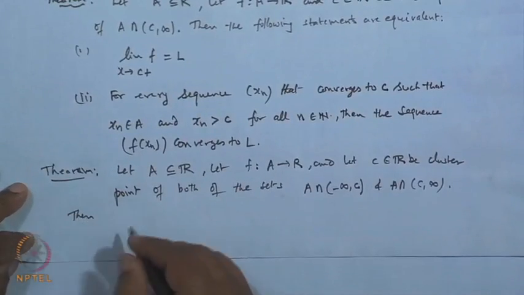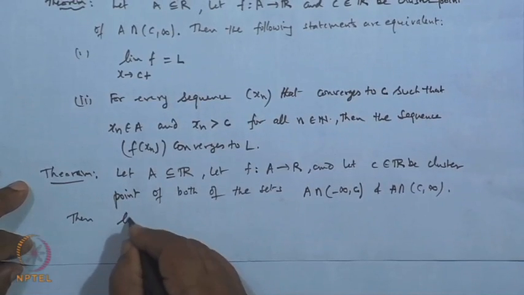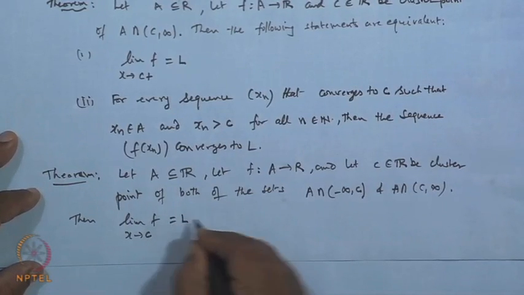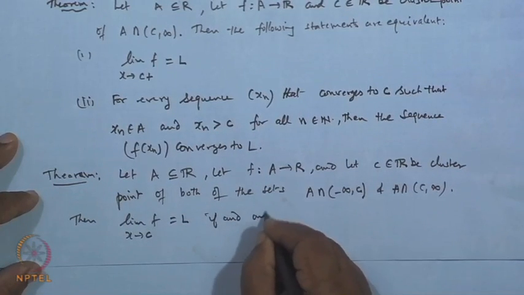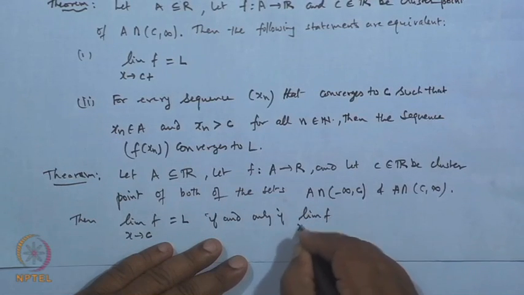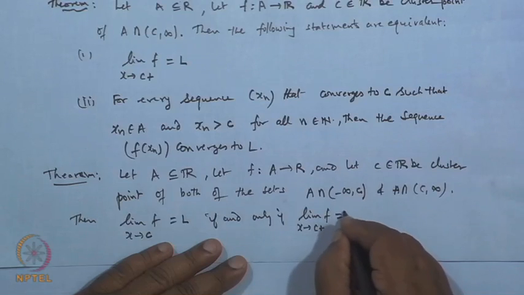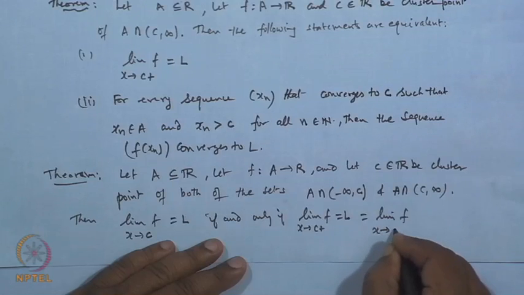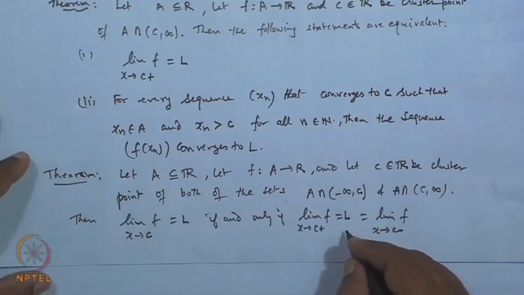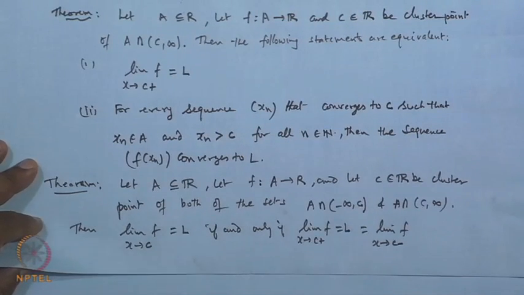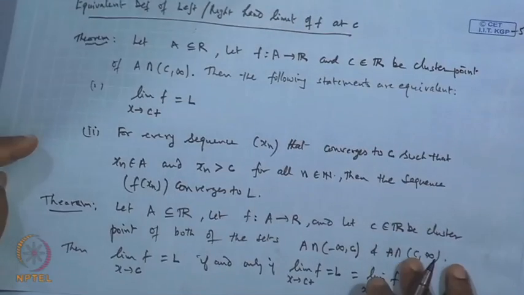Then the limit of the function f as x tends to c exists and equals L if and only if the right hand limit of f is L, which is the same as the left hand limit of the function f at c. If both the limits coincide and equal L, then we say the limit of the function exists and equals L. Okay. So, this will be the definition for this.